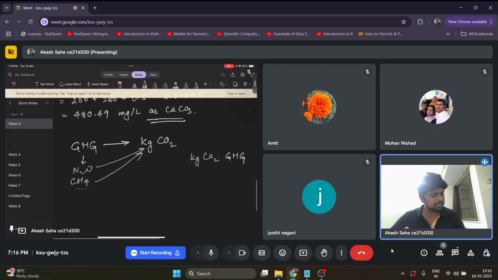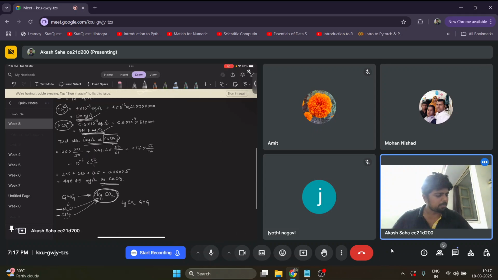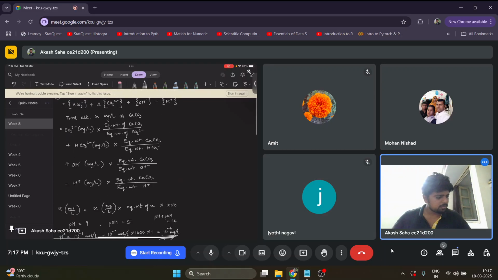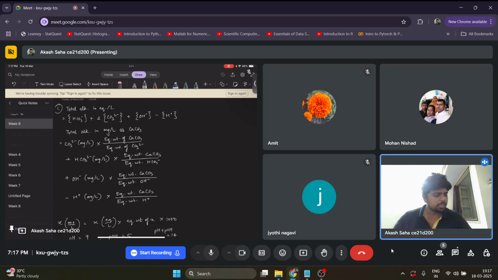For example, the impact of nitrous oxide, the harm, is much more than methane. So how will you compare the emissions from these two gases? There is no comparison, both have different impacts. That's why we convert everything in terms of CO2 and then report it. I'm just giving you some background of why we have to convert it. That is not majorly concerned for our problem. For our problem, we just have to take care of this formula. Whatever values are given in milligram per liter, we have to multiply by the equivalent weight of calcium carbonate divided by the equivalent weight of that particular ion.